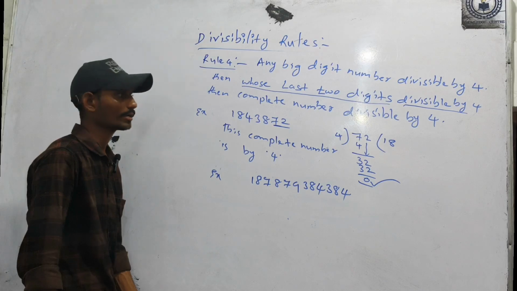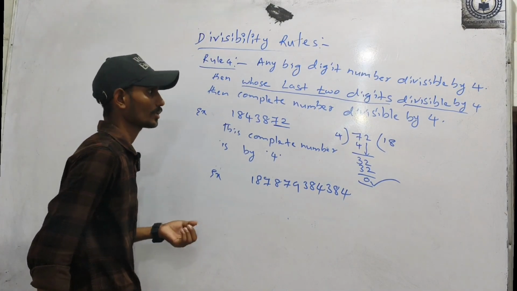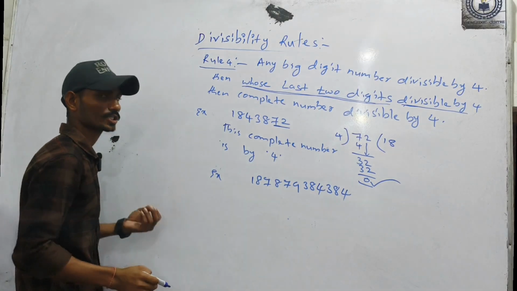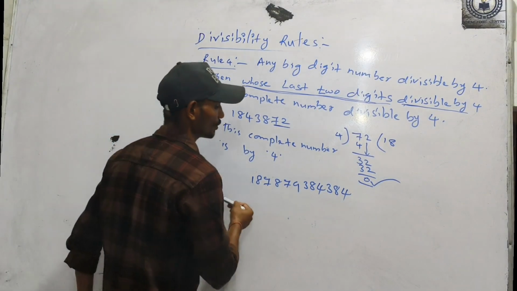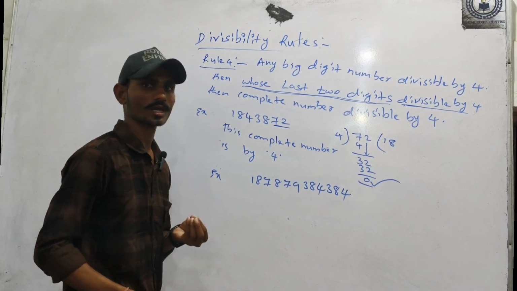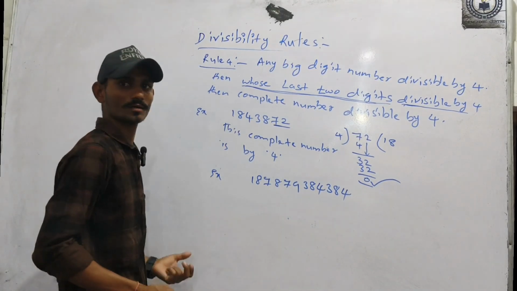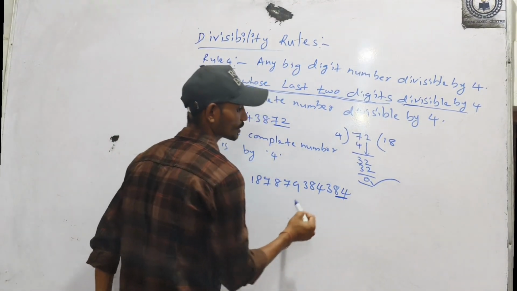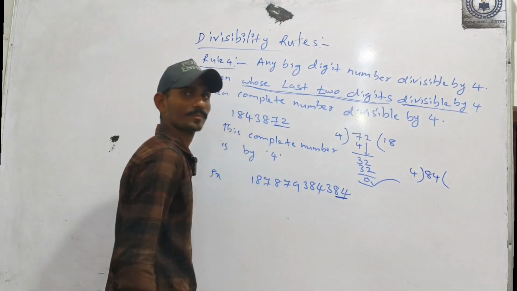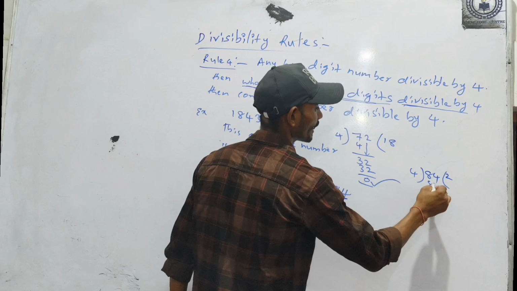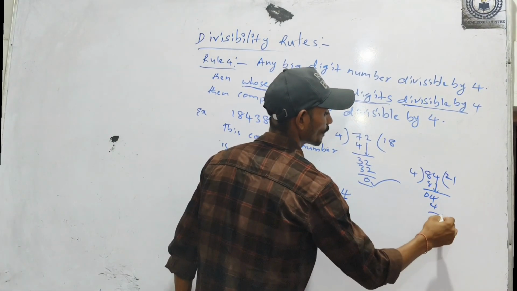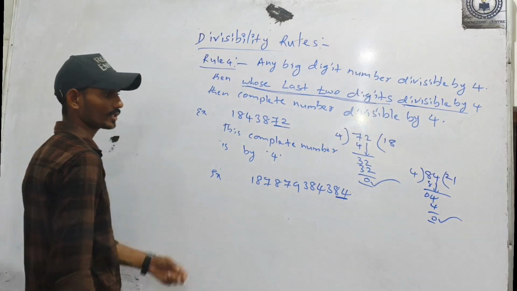To check whether any big number is divisible by 4, the rule is to check whether its last two digits are divisible by 4. Let's check the last two digits of this big number. The last two digits are 84. Dividing 84 by 4: 4 twos are 8, 0 remainder, 4 ones are 4, remainder 0.